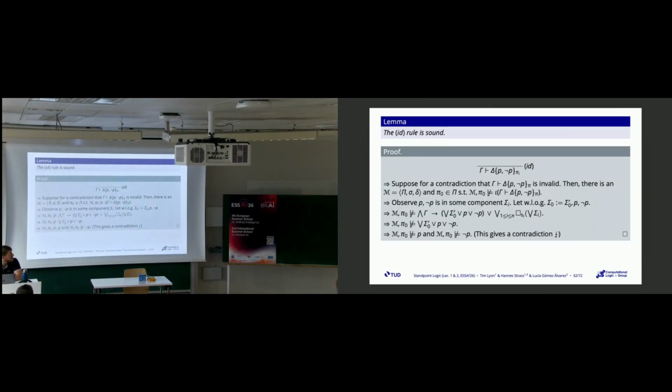It's quite easy to show the ID rule sound. When you have a nullary rule like ID that has 0 premises and just lets you introduce a nested sequent in a proof, what it means to be sound is that any instance of it is valid.